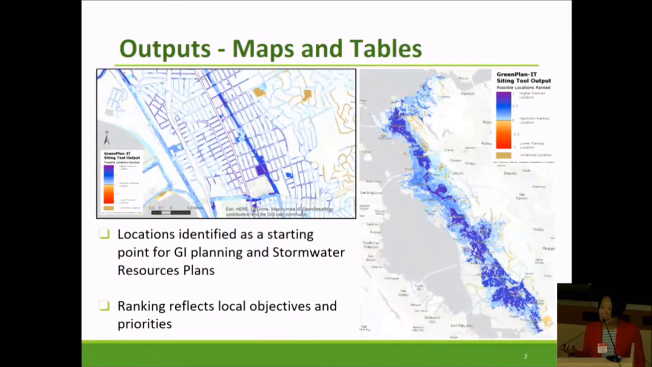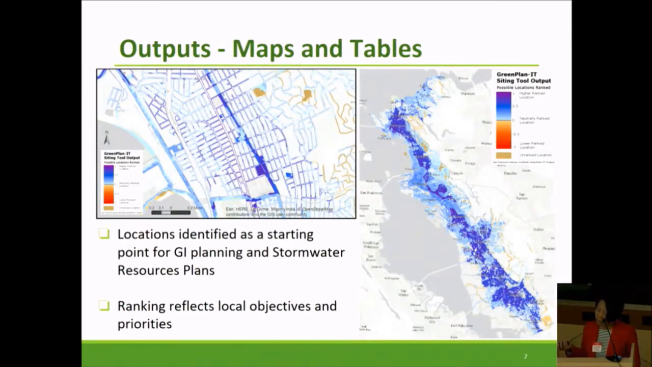Those identified locations could serve as a starting point for your green structure master plan, as well as your stormwater resource plan. You have feasible locations identified and also ranked. Remember, the blue ones are highly ranked, and the red ones are lower ranked. It's based on your local objectives and priorities. Basically, we work with city staff to let them tell us how they want to rank each of the layers, which ones are more important for them. So the results totally reflect their priorities.